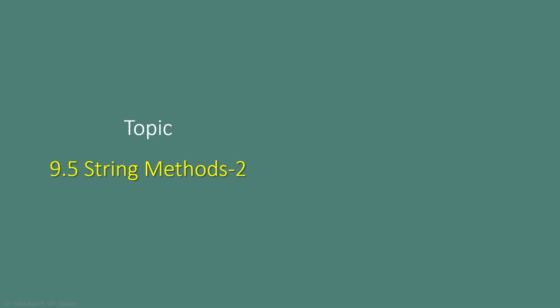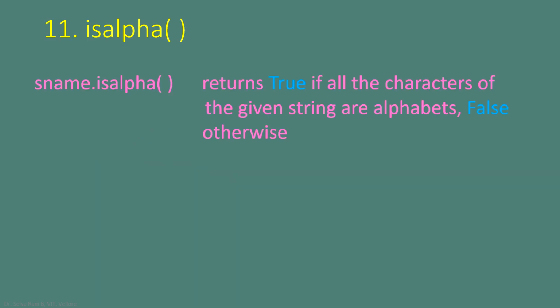In this session, let's learn about some more methods associated with strings. isalpha. isalpha is the method which will return true if all the characters of the given string are alphabets. Otherwise, it will return false. The syntax is string name dot isalpha.